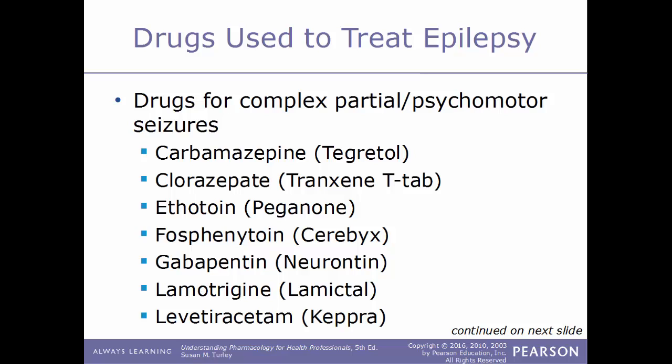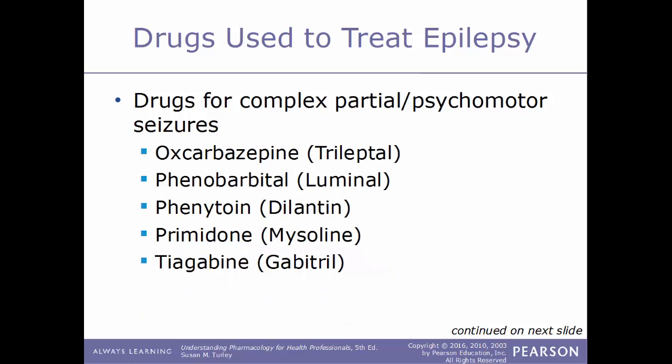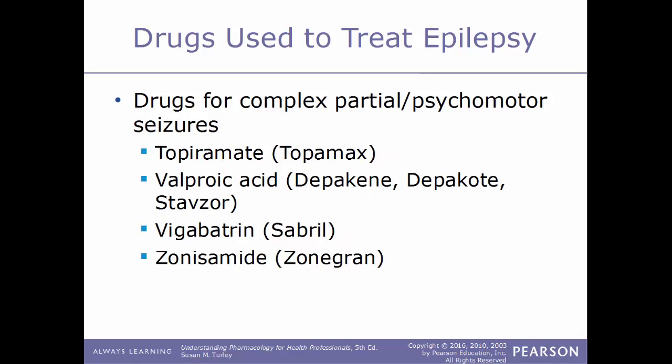gabapentin, known by the name Neurontin; lamotrigine, known by the trade name Lamictal; levetiracetam, known by the name Keppra; oxcarbazepine, known by the trade name Triliptal; phenobarbital, known by the name Luminol; phenytoin, also known by the name Dilantin; primidone, known by the name Mycilin; tiagabine, also known by the trade name Gabatril; topiramate, known by the name Topamax; valproic acid, known by the names Depakine, Depakote, and Stabzor; vigabatrin, also known by the trade name Sabril, and zonisamide, known by the trade name Zonegran.